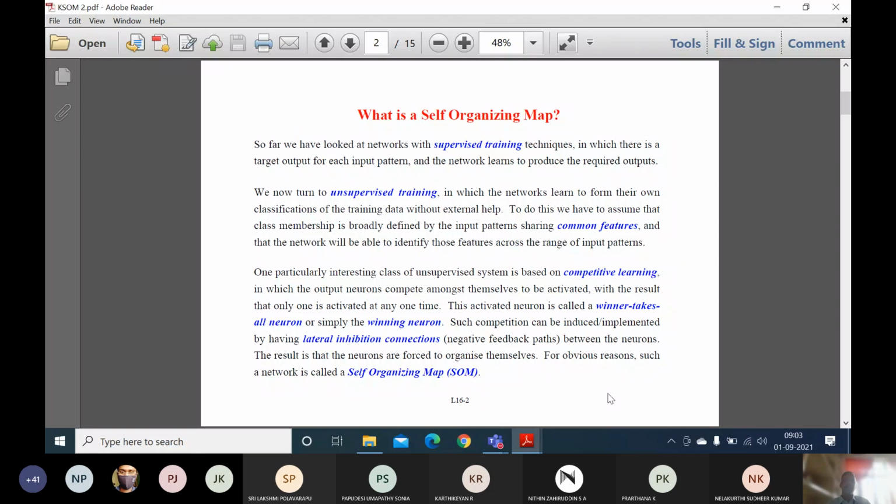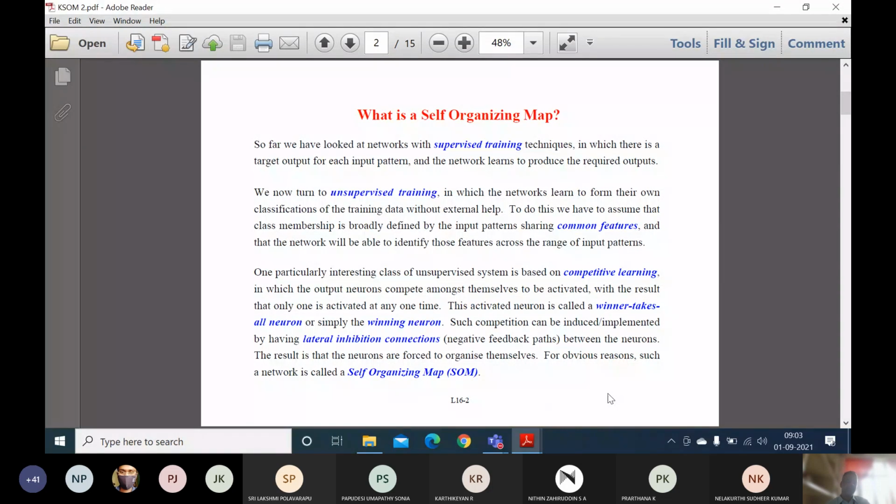So we have three types of learning, or three types of training. One we call supervised, the next one is considered unsupervised, and the next one is reinforcement kind of learning. But the first two modules we saw are supervised learning techniques.